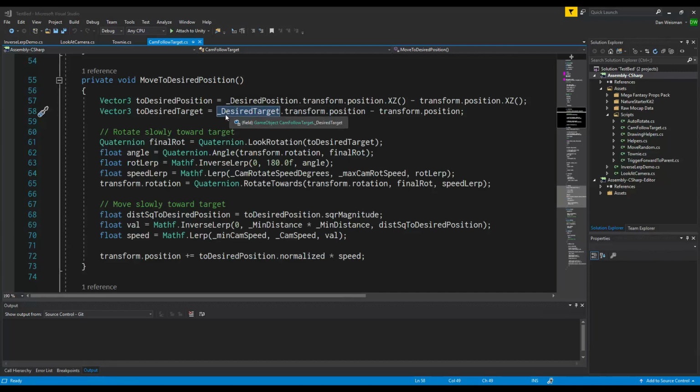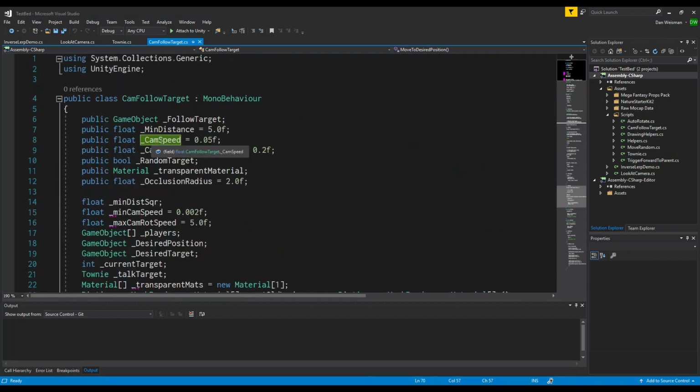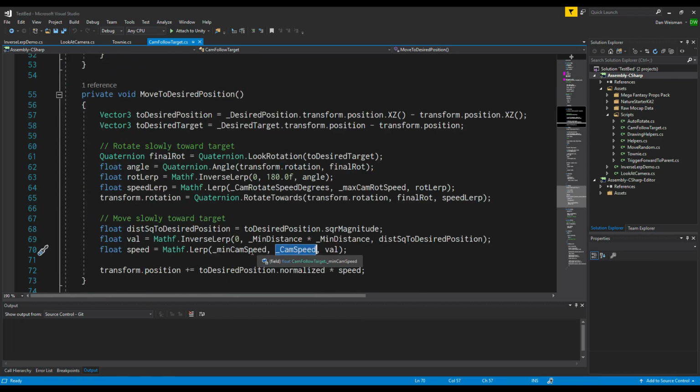Okay, so back to this part of the script, you can see where desired position and desired target are used, and it's basically the same code as in the previous script that I showed. The same math with inverse lerp and the lerp and the rotate towards. So it's pretty much the same stuff, and I'm not going to go over it again, but it should all make sense. And just note that the cam speed is what was referenced up here as one of the tunable parameters. So this is how you'd be able to tune the speed of the position translation.